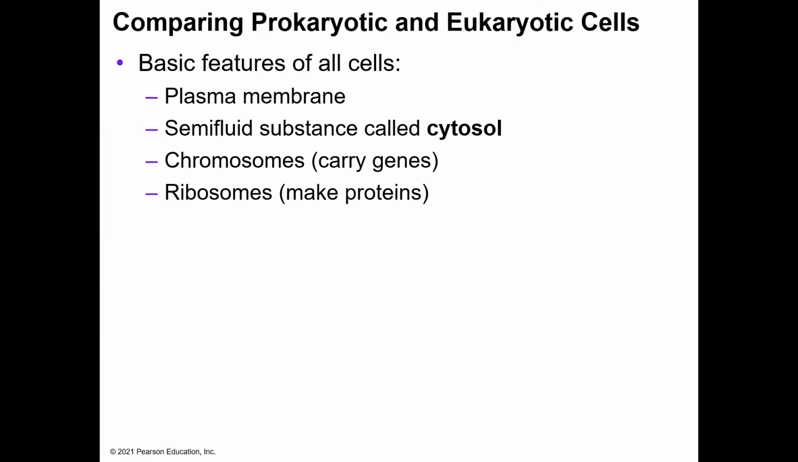All cells have ribosomes. Ribosomes are the units that are responsible for creating proteins. So not only do eukaryotic cells need proteins, but prokaryotic cells need proteins as well. They need proteins to function. Proteins are responsible for our chemical reactions. So that's important.